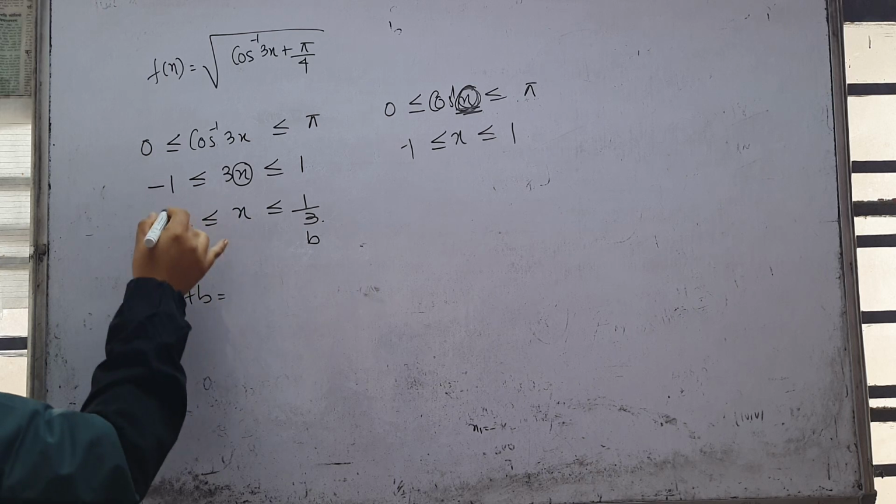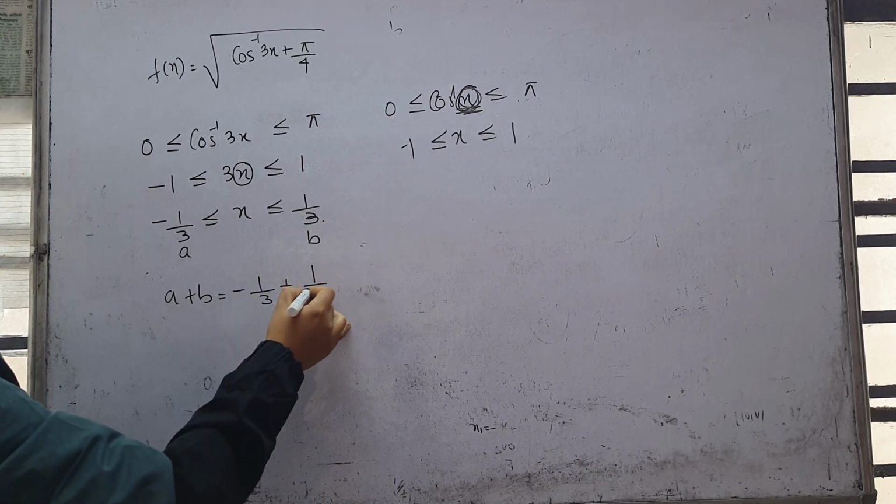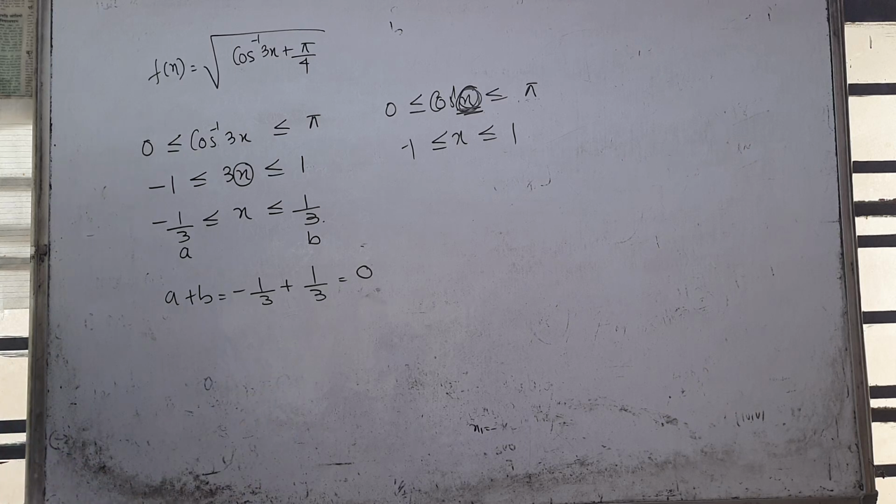What is the value of A that you got? Please tell me. Minus 1 by 3. And what's the value of B that you got? So what is the value of A plus B, everyone? 0.